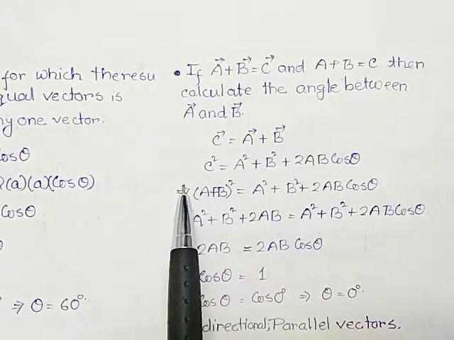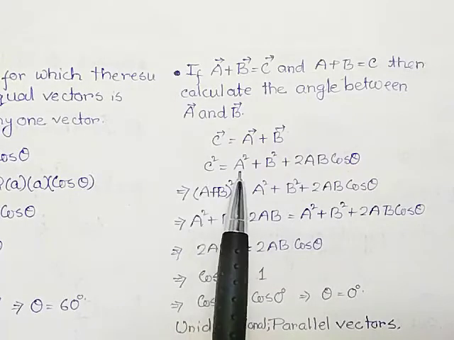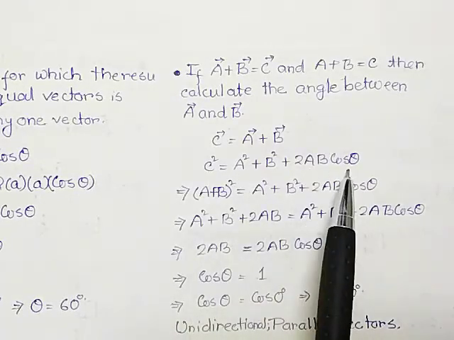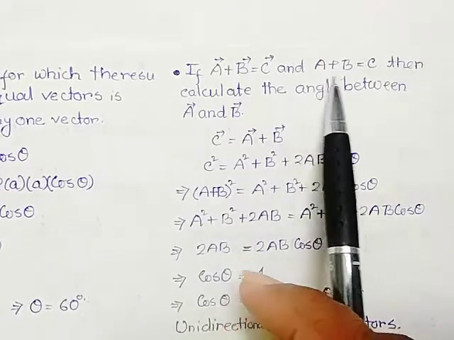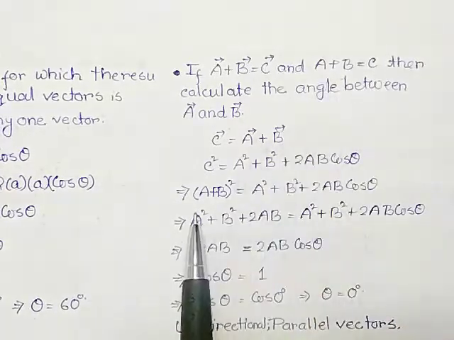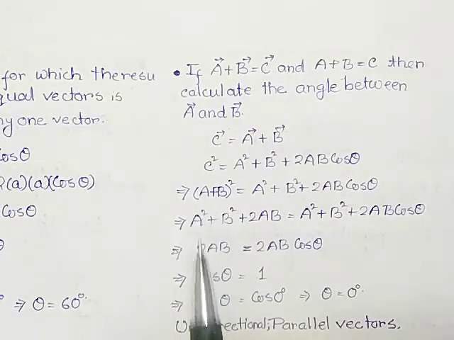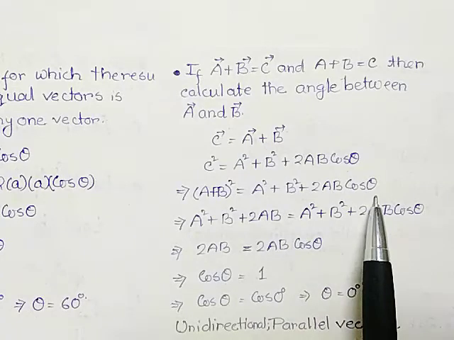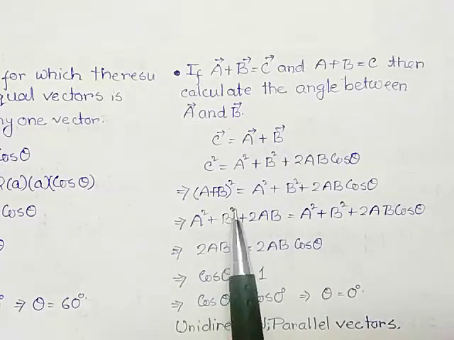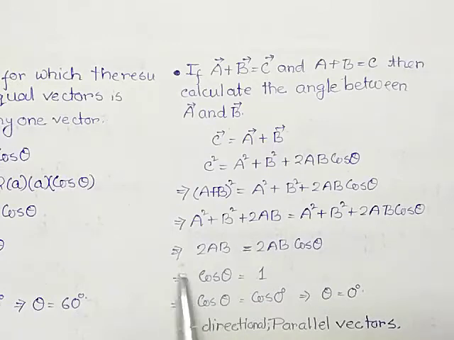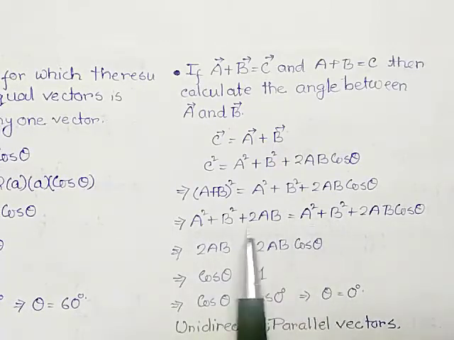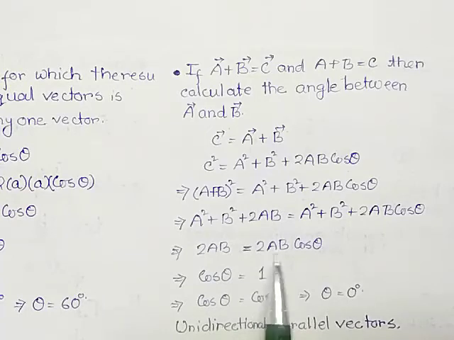So we apply the law of resultant, that is c square equal to a square plus b square plus 2ab cos theta. So we replace c equal to a plus b here, so a plus b whole square. I break it: a plus b whole square is a square plus b square plus 2ab. So a square and b square cancel out from both sides. So it will be 2ab equal to 2ab cos theta. So cos theta equal to 1, and since cos 0 degree is 1, theta equal to 0 degree.